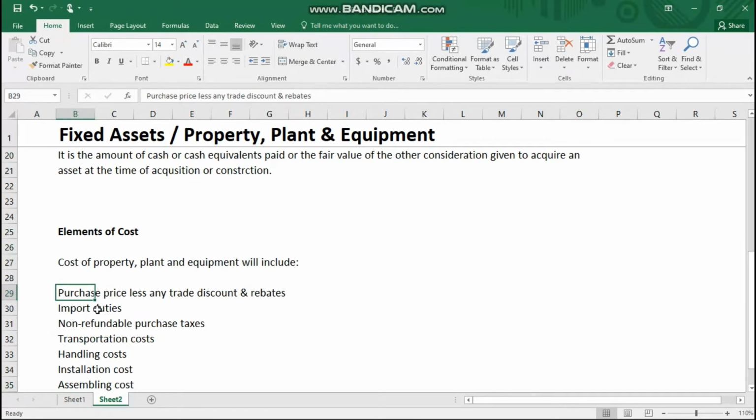Okay, the first thing can be purchase price. If you are acquiring an asset, definitely you will purchase something, and if you are getting any discounts, you will deduct the discounts from the purchase price, or any rebates, like sometimes you are getting rebates from the customers, or you are getting rebates from the government. Rebates are some sort of discounts or some sort of encouragement by the government.